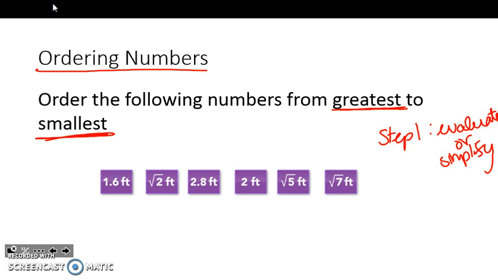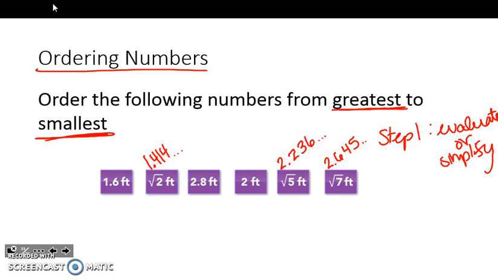Okay, so I'm going to just go through. 1.6 feet is already a decimal. I need to take the square root of 2. Guys, remember, if it ends up being irrational, just write the first few digits down. 2.8 is already a decimal. 2 is already a whole number, so I need the square root of 5. I get 2.236. And then the square root of 7, I get 2.645. Okay? Obviously, these go on and on and on, but I only need the first few numbers.